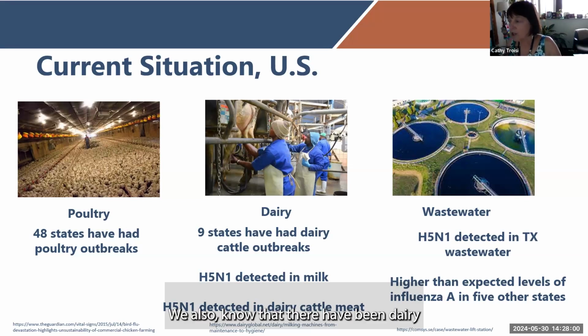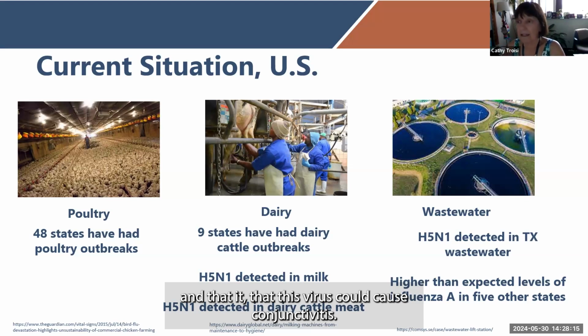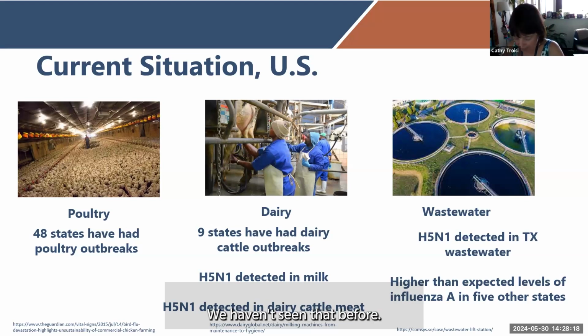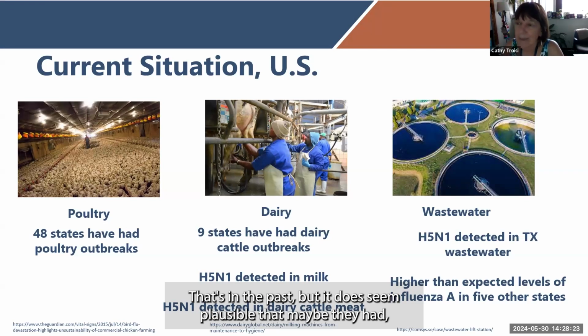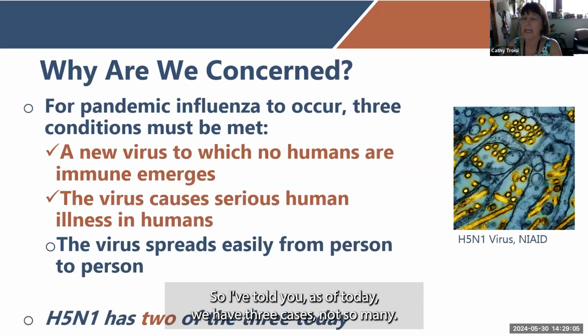We also know that there have been dairy workers who had conjunctivitis and sought treatment at the same time that the cows were infected, but before we understood that humans could be infected and that this virus could cause conjunctivitis. We haven't seen that before. So, we can't test it. That's in the past, but it does seem plausible that maybe they had H5N1 infection as well. All right, so I've told you as of today, we have 3 cases.